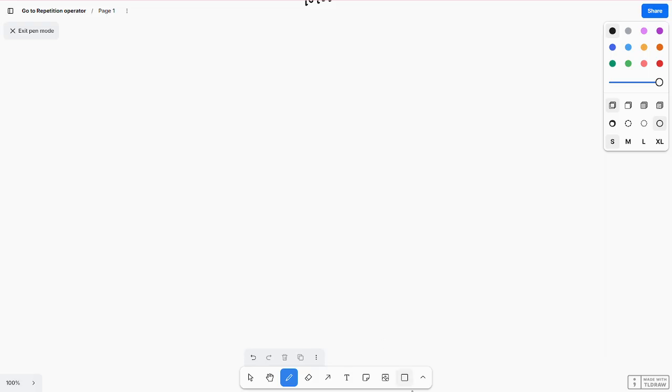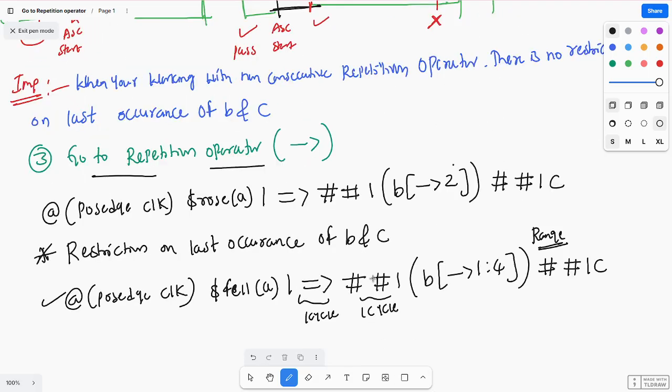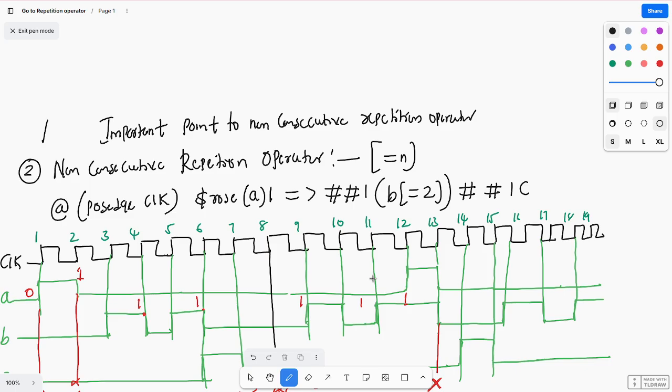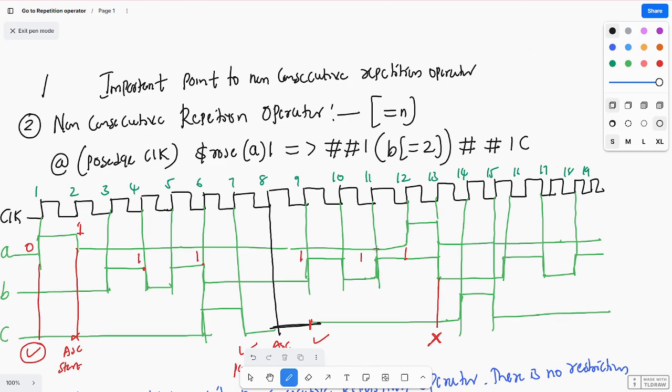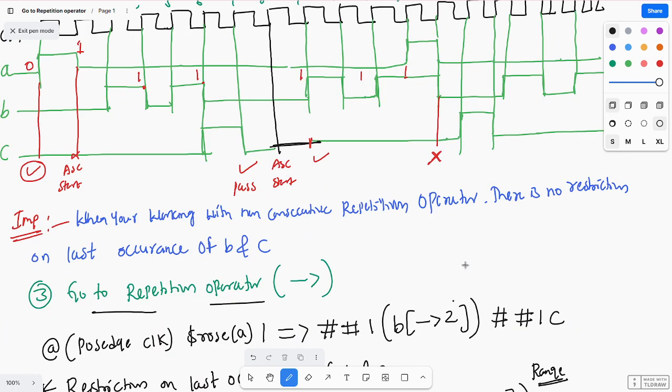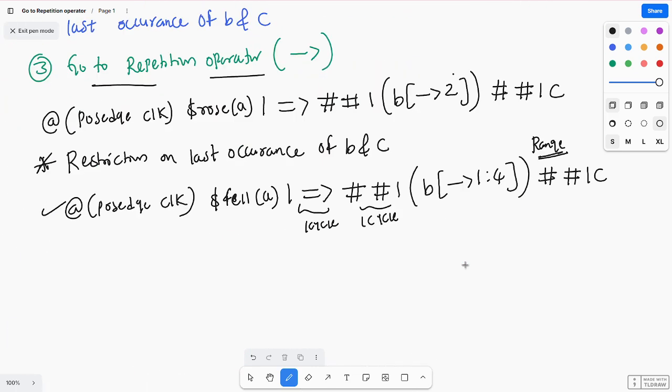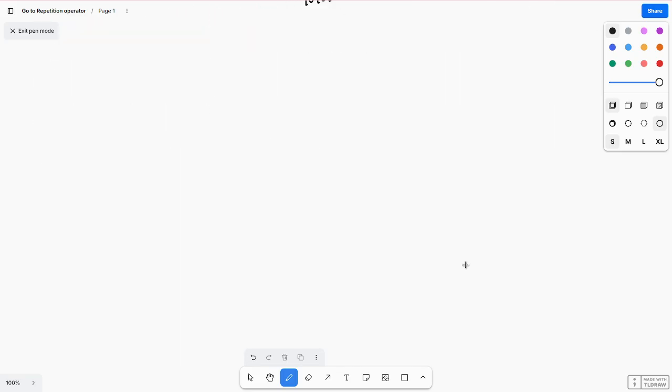With this we completed the repetition operator. In the repetition operator there are three types. One is the consecutive repetition operator, next is the non-consecutive repetition operator, and third is the go-to repetition operator. Non-consecutive repetition operator I told you: when it is not satisfying B and C, then assertion will pass. But in go-to repetition operator, there are restrictions on B and C. It should compulsorily satisfy B and C, then only my assertion will pass. So this is about the repetition operator.